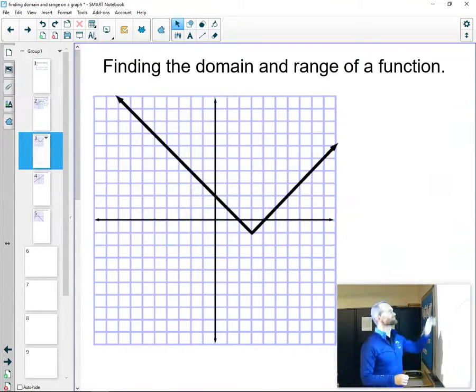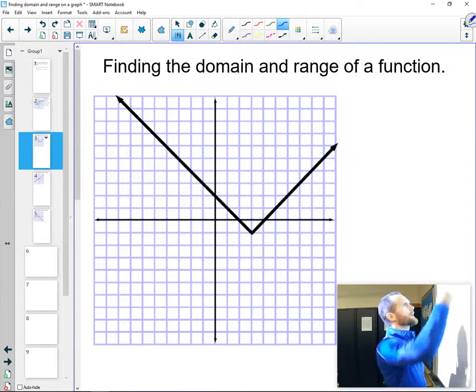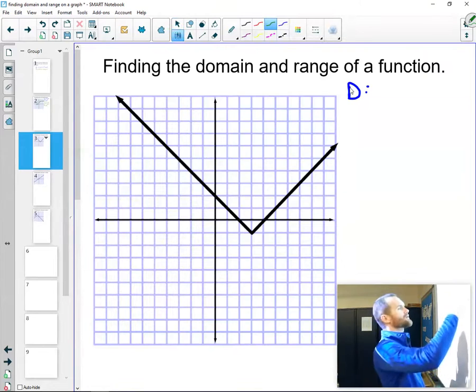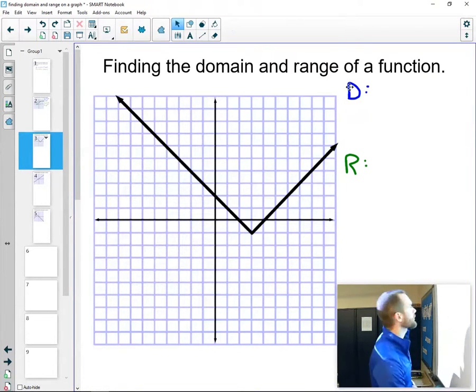Let's do a couple more together. Now we've got a v here, which hopefully we know means an absolute value function. We should remember that from algebra earlier. And we got to find the domain and the range. So the domain and the range. We're going to do the same thing. I'm going to ask myself the same two questions. Let me find one that works and one that doesn't work for each.